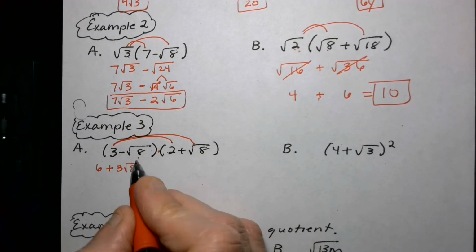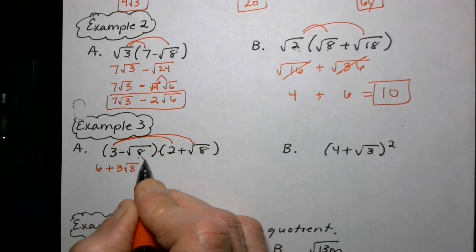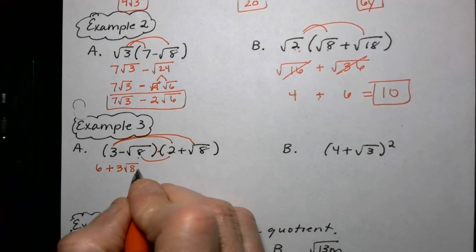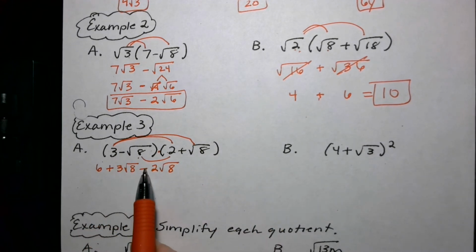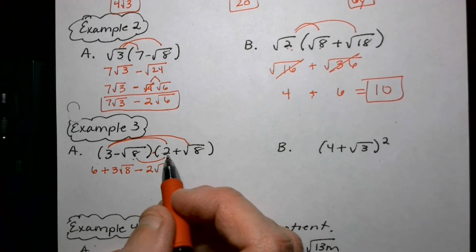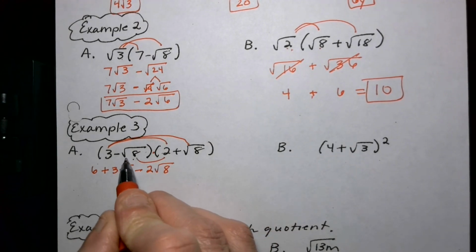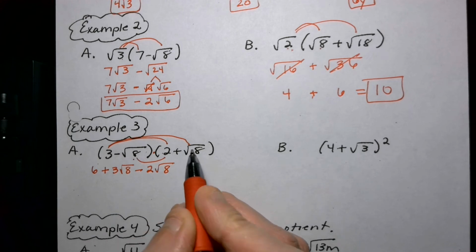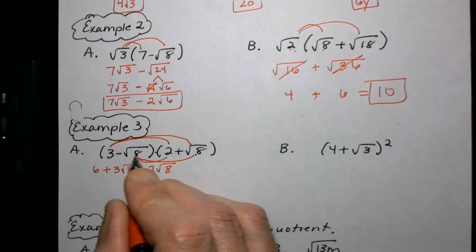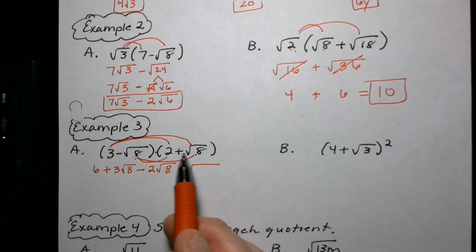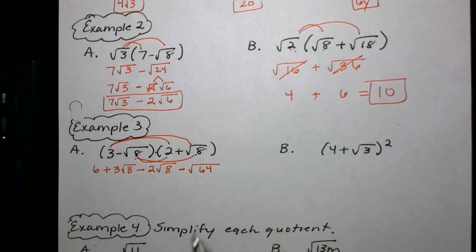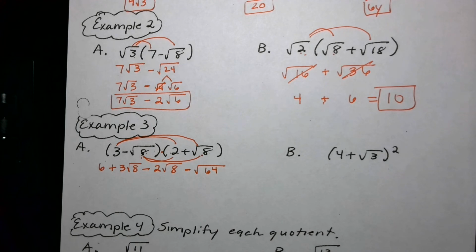Then I go to the next term. I have a negative square root of 8 times 2. So it's a minus 2 square root of 8. So the negative and minus kind of are interchangeable there. Well, not kind of, they are. All right, and then the next one is negative square root of 8 times positive square root of 8. So I'm going to have a negative. And remember, when you have 2 square roots, you multiply what's on the inside. So 8 times 8 is 64. All right, let's see where we can go with this.